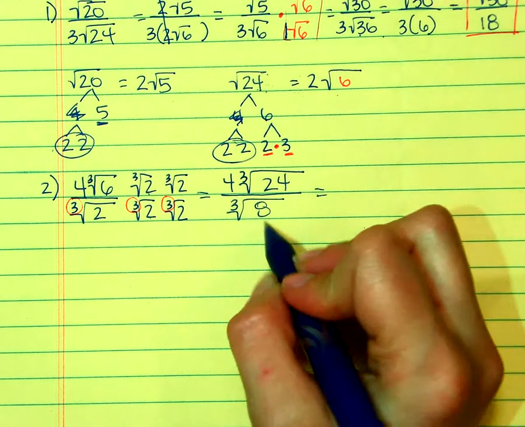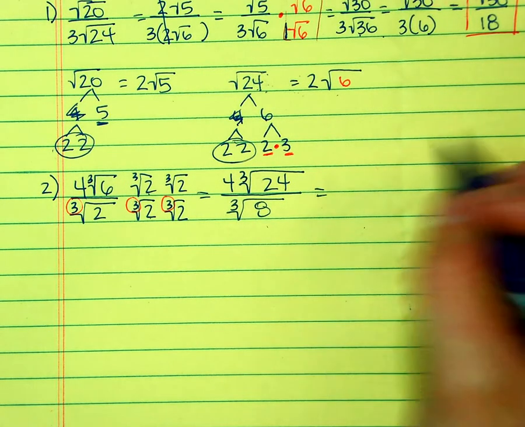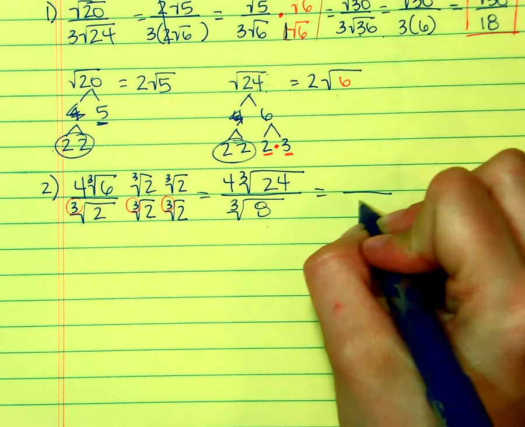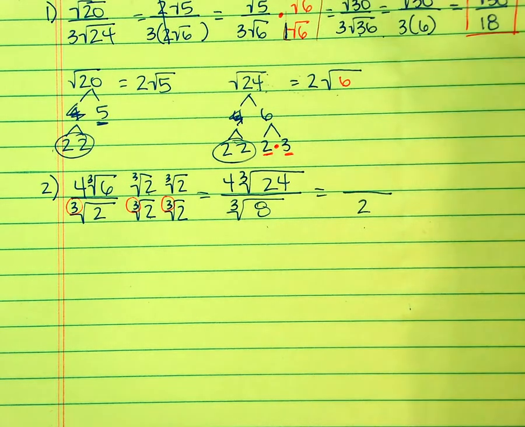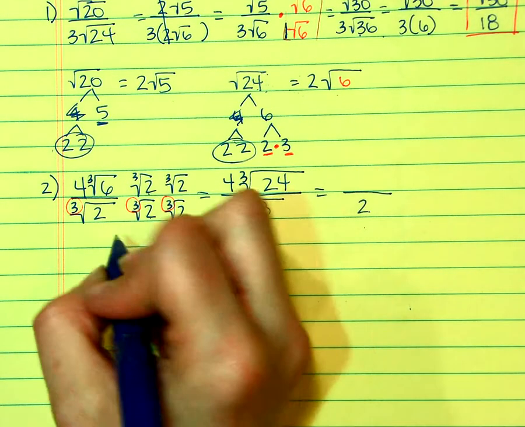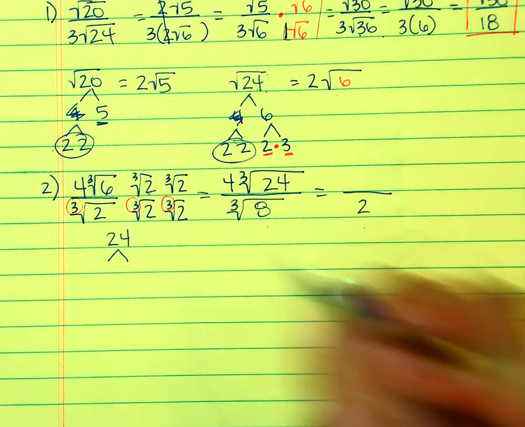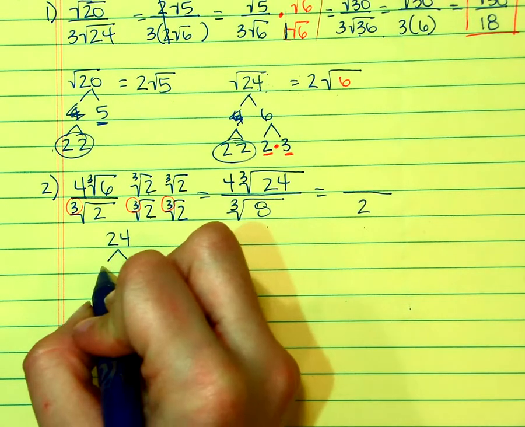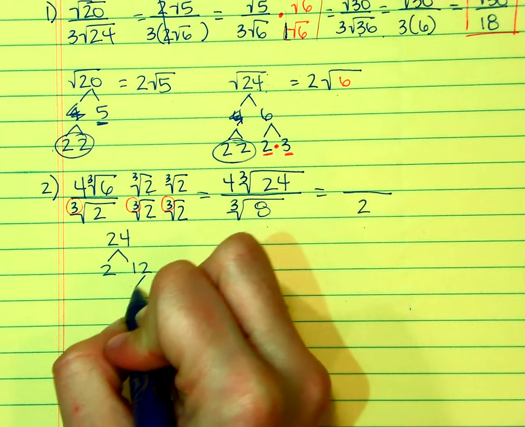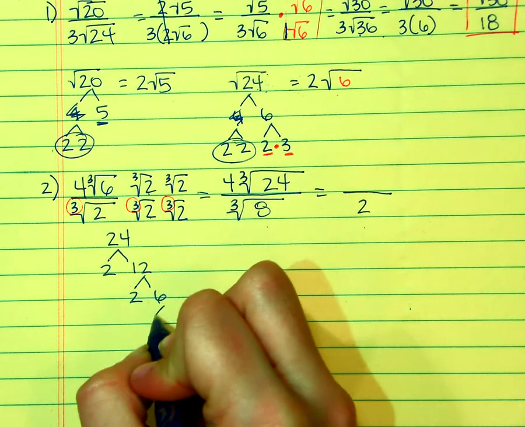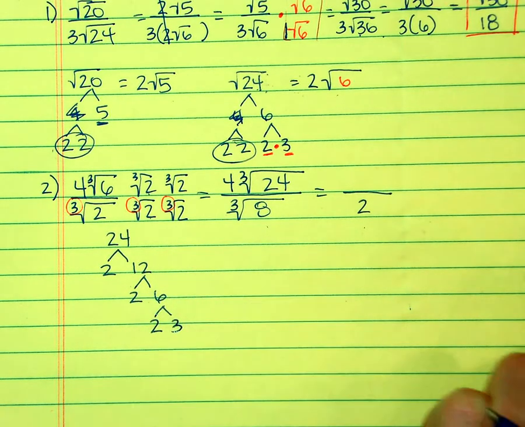Again, we can break this down into a factor tree if we want. I know that this bottom's going to become 2 because I did that in my example at the beginning. Let's see if 24 would break down and give us 3 equal factors. 2 and 12, 2 and 6, 2 and 3. Oh, I see 3 equal factors.